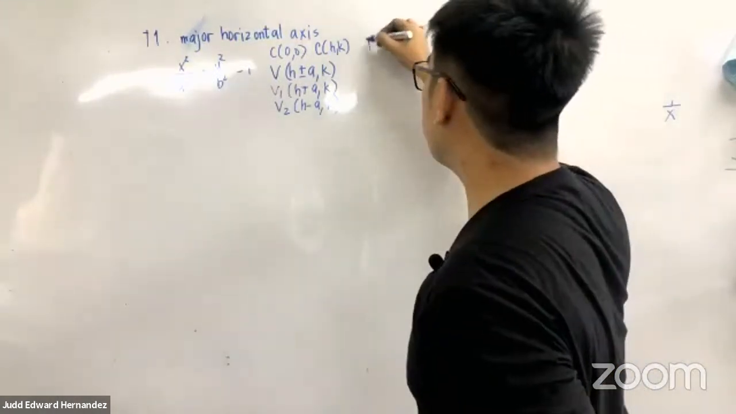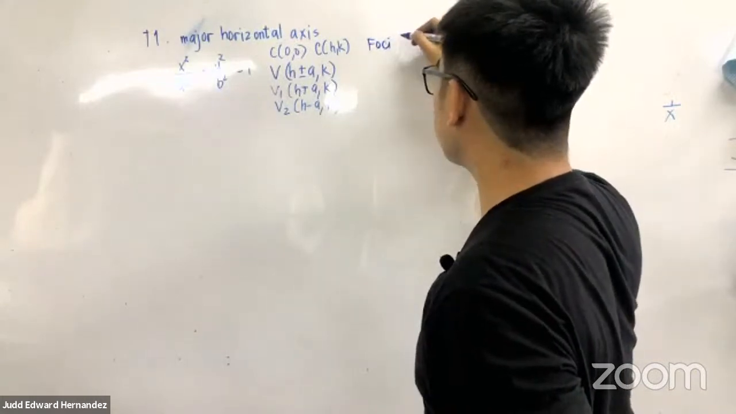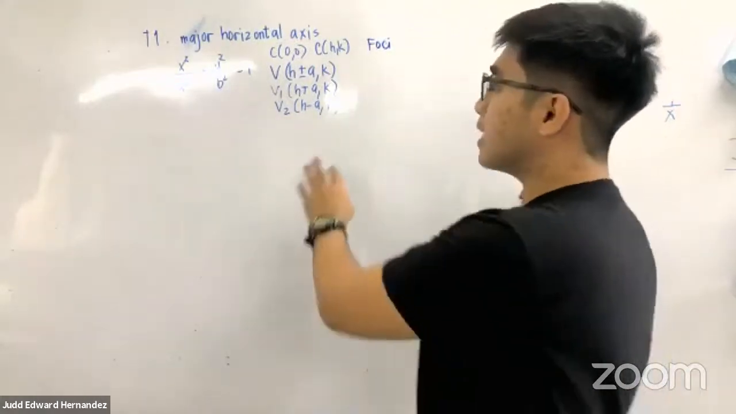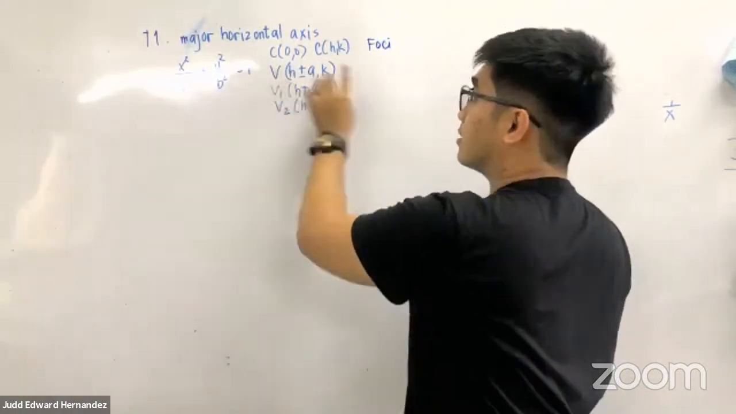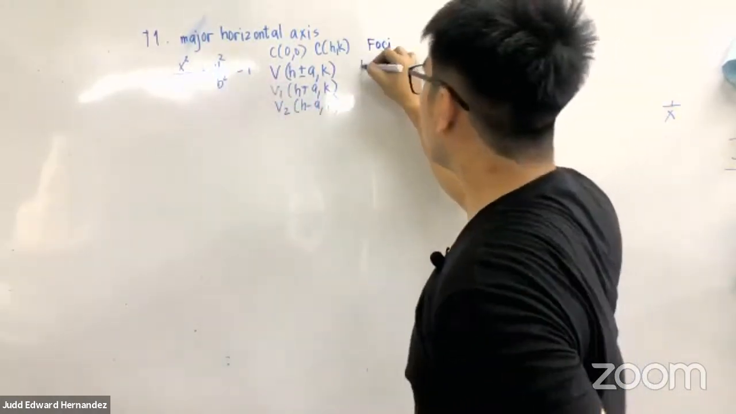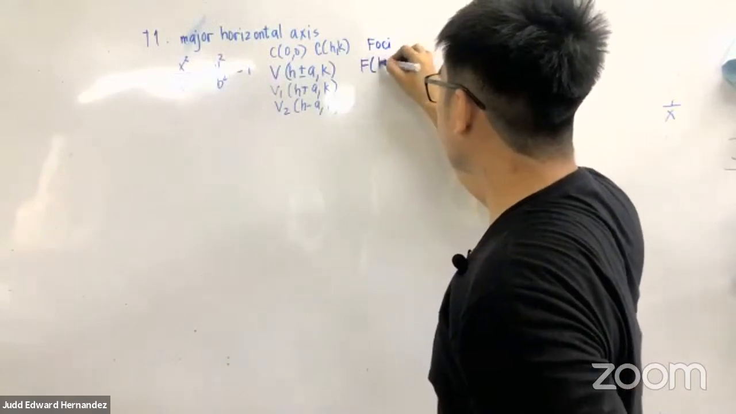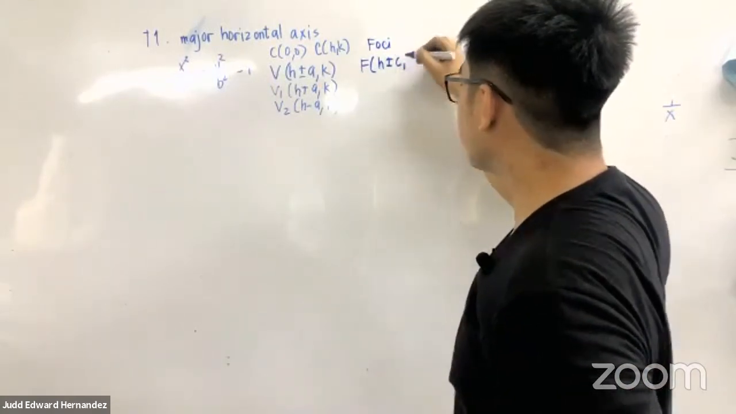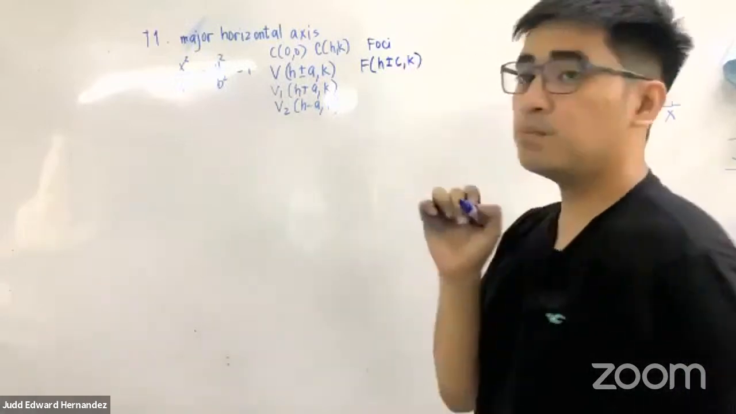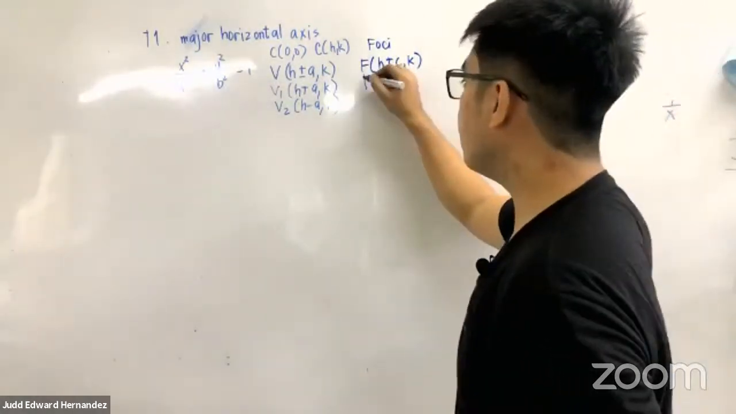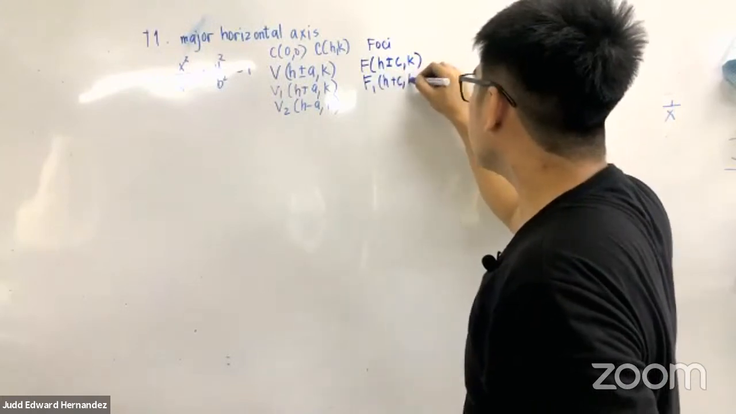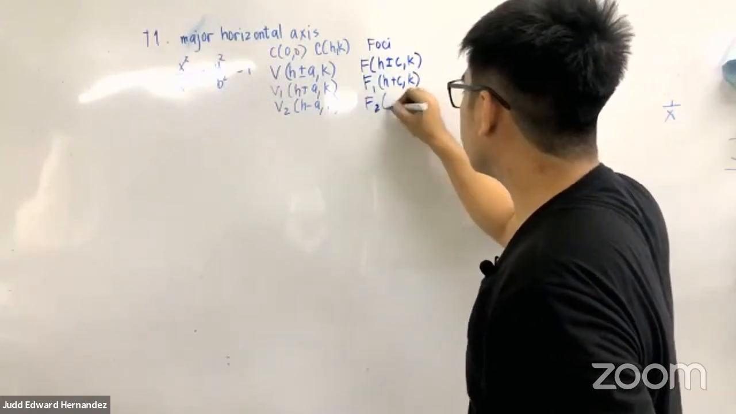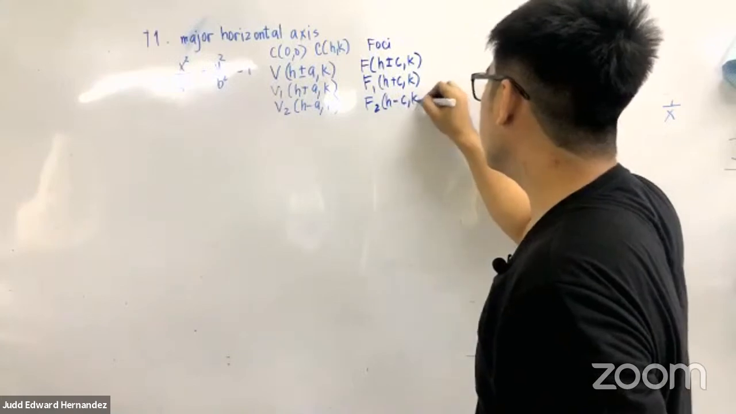So, sir, paano naman po kapag foci? So, kapag foci, therefore, magkasama pa rin dun sa major axis si A saka si C. Therefore, this becomes F that is located at H plus minus C, K. Eh sir, asan po si F1 saka si F2? So F1 will be located at H plus C, K, at si F2 is located at H minus C, K.